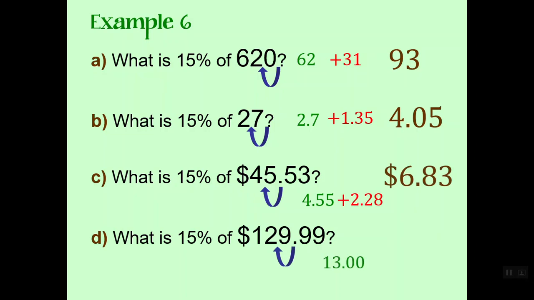$129.99, we get $13. $13 cut in half is $6.50. Add those together, $19.50. So really, most of these we're trying to get to the point where we can do them and get pretty close of an answer just in our head.